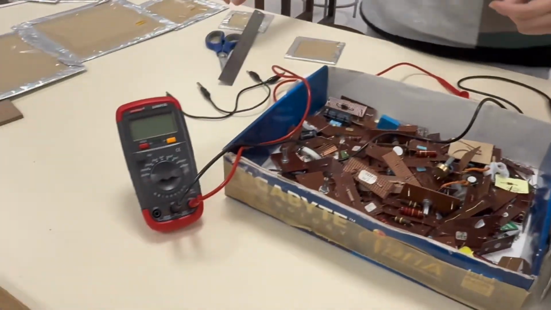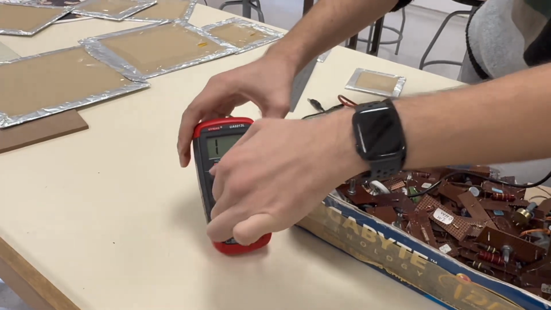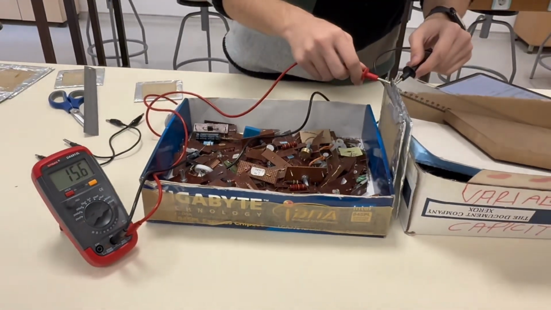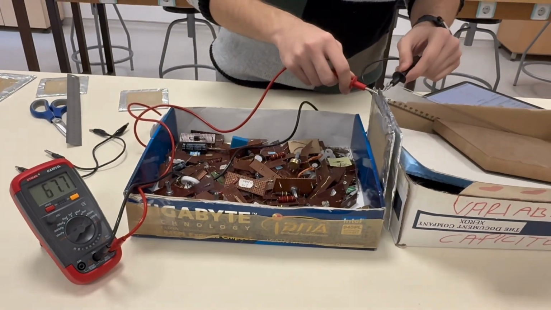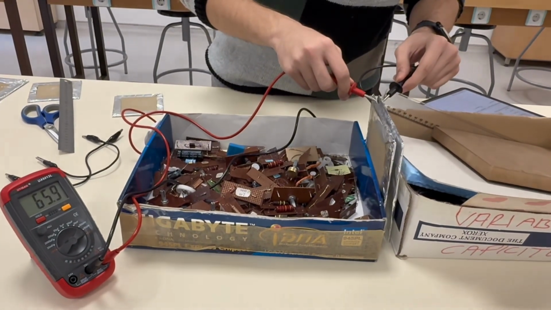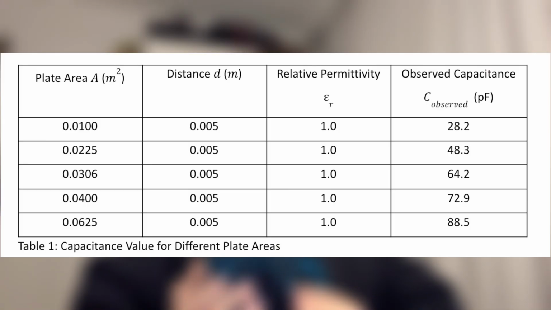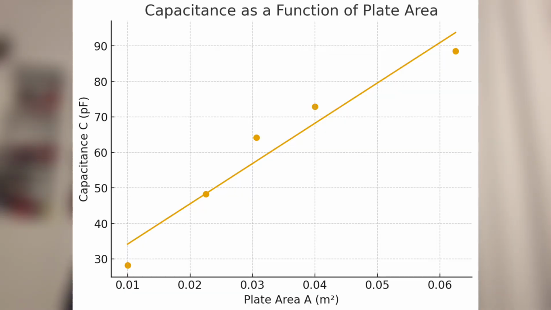Then, using the multimeter, I measured the capacitance value. I repeated the same process for each different aluminum plate. As you can see, I recorded the values in table 1. The capacitance value increases as the plate area increases, which is consistent with our formula. I also plotted the graph using these values. The graph clearly demonstrates that the relation between capacitance and the plate area is linear.